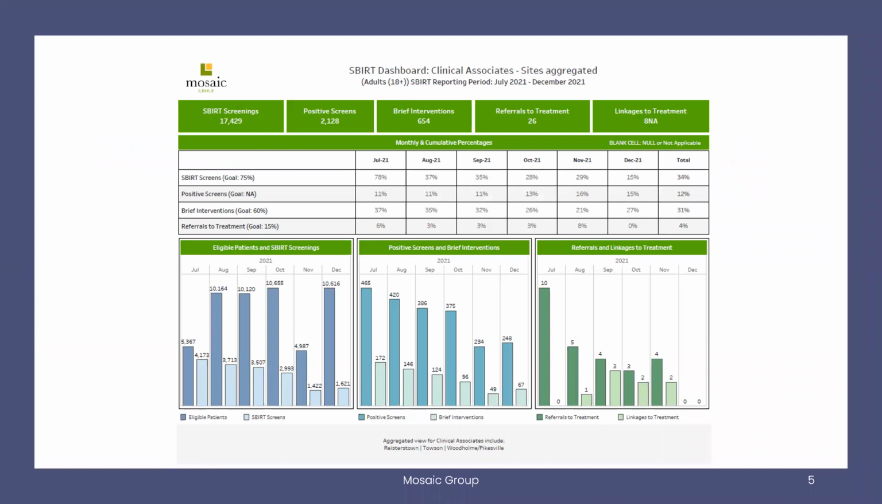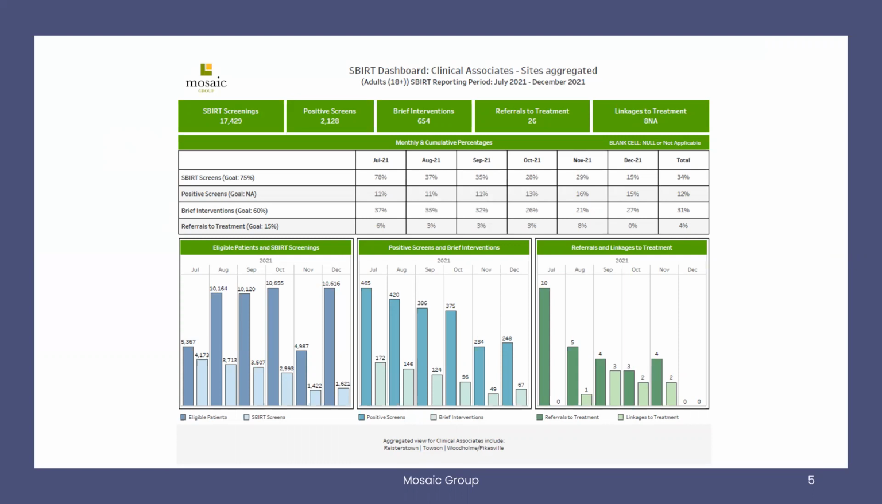This dashboard that you are looking at now represents data for the period of July 2021 through December of 2021, and is comprehensive of all Clinical Associates sites. So it's aggregated numbers. For screening, the goal is to achieve at least a 75% screening rate. The desire there is to demonstrate that the workflow is integrated into your processes. Anything below that 75% demonstrates that there's still opportunity to better integrate so that it becomes a natural part of the services that are provided to patients.